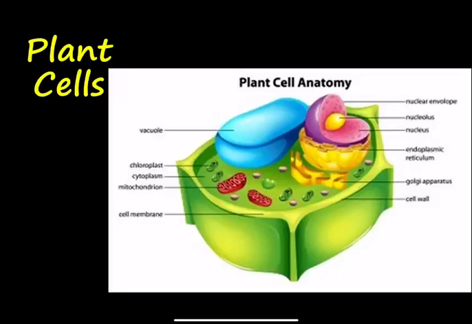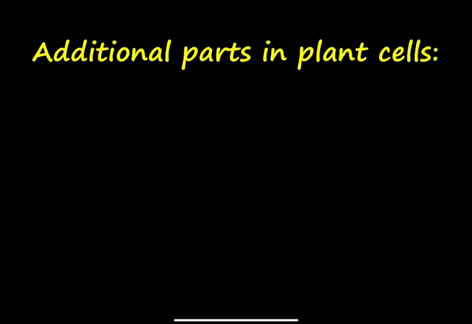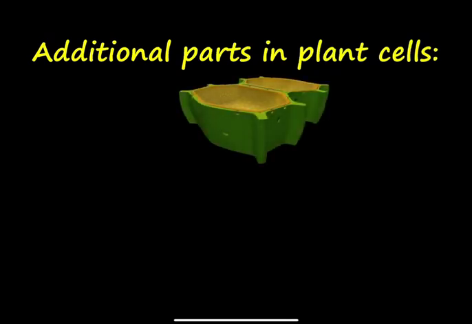Today, we are going to learn about plant cells. We've already learned a little bit about plant cells, but let's learn a little bit more. What is this? Do you know? It is a representation of the cell wall. Plant cells have rigid cell walls outside of their plasma membrane.